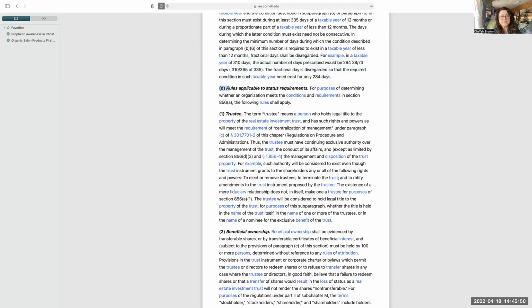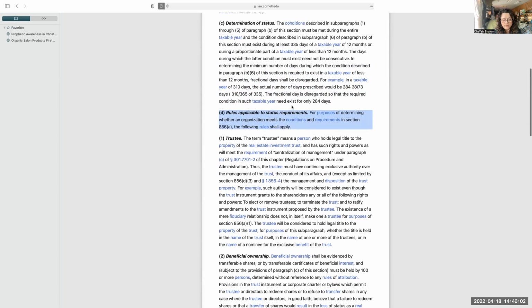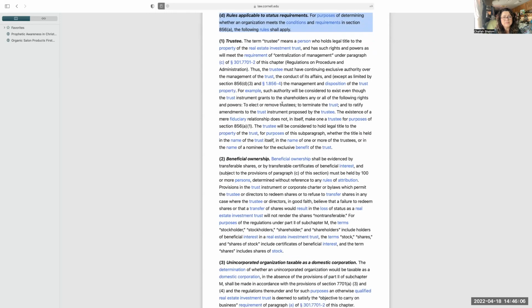D, rules applicable to status requirements. For purposes of determining whether an organization meets the conditions and requirements in section 856A, the following rules shall apply. 1, trustee. The term trustee means a person who holds legal title. Did you hear that? Legal title to the property. Wow. Of the real estate investment trust, and has such rights and powers as will meet the requirement of centralized management under paragraph C, subsection 301.7701-2 of this chapter, regulations on procedure and administration. Thus, the trustee must have continuing exclusive authority.